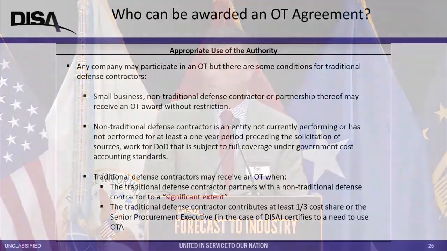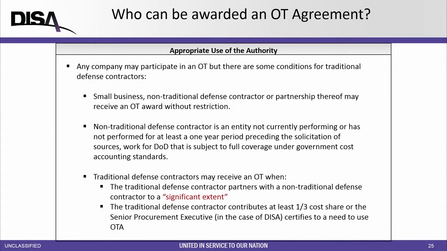So Mr. Montemoreno also had mentioned that both large and small businesses are eligible to receive an OTA. There are actually three entities. We talk of this notion of a non-traditional defense contractor, and the non-traditional defense contractor is an entity that is not managing contracts that are subject to cost accounting standards for at least a period of 1 year prior to issuance of the request for white papers. So any small business is eligible for an OTA. And the reason is, if you think about it, small businesses are not subject to CAS requirements.